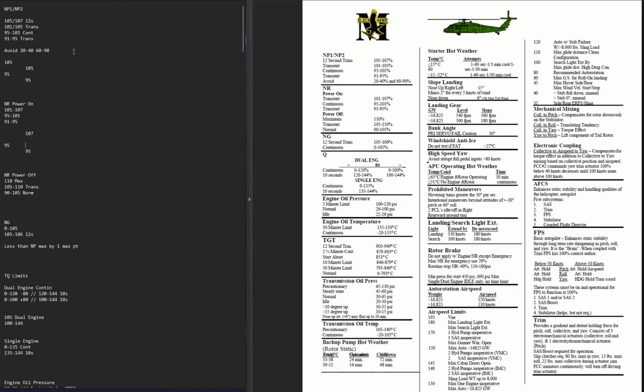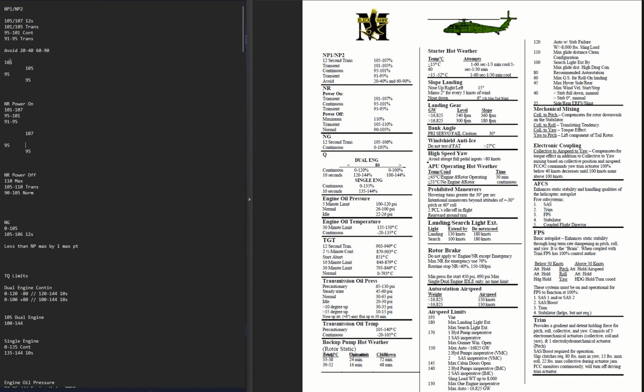We're launching into the consolidated study guide portion of this, where we're going to go over limits as well as a bunch of other things. So, starting off, our NP limits: we have a 12-second transient of 105 to 107, a transient of 101 to 105, a continuous of 95 to 101, another transient at 91 to 95, and void ranges at 20 to 40 and 60 to 90.